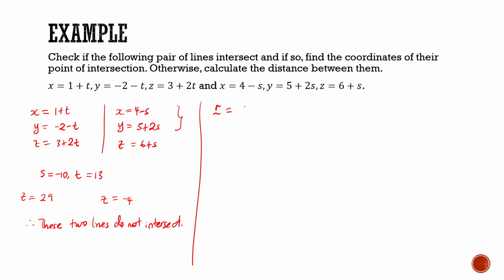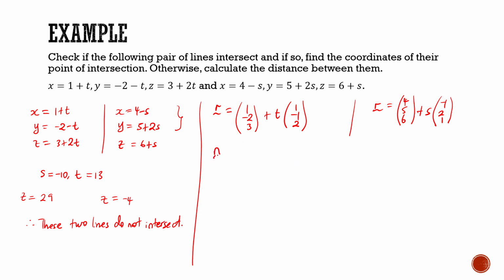So we can first write the lines in vector form. You realize that when we write them in vector form, we'll have r as 1, negative 2, 3 plus t times 1, negative 1, 2 for the first line. For the second line, we'll have r as 4, 5, 6 plus s times negative 1, 2, 1. So you can see from these two equations that the directions of the lines are 1, negative 1, 2 and negative 1, 2, 1. So to get the normal to the planes, we would have to get the cross product of those two direction vectors.